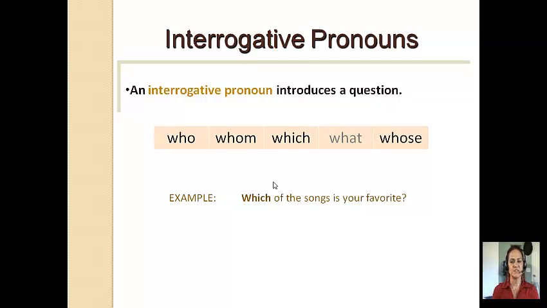Example. Which of the songs is your favorite? Which is an interrogative pronoun taking the substitution for the title of the song that's your favorite. What is your parakeet's name? So what takes the position of an interrogative pronoun replacing the name of the bird. So interrogative pronouns, they introduce a question.